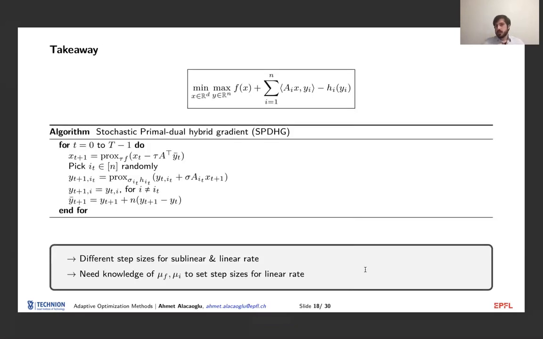So the main message of this part is that for the SPDHG algorithm, we have to use different step sizes in the convex case and in the strongly convex case. To interpolate between the sublinear 1/k rate and the linear rate, we have to change the step size. And the step size we need for the linear rate, or for the strongly convex setting, will depend on the strong convexity constant. So we have to know these constants to get the linear rate. And the question is, can we obtain this linear rate without using knowledge of strong convexity?